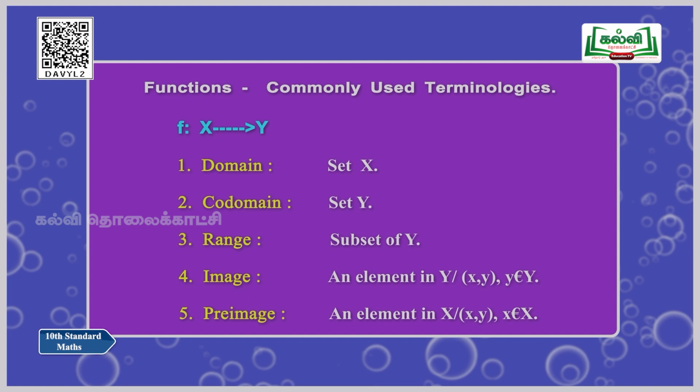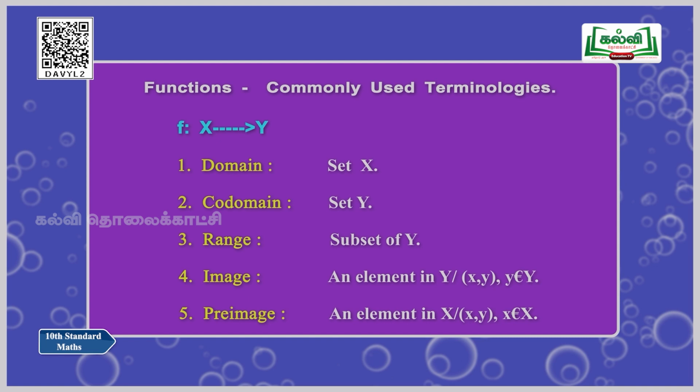Then coming to image. What is an image? Image is an element in Y such that (x, y) belongs to f and that y is called the image of x. I repeat it, image is an element found in the set Y such that the ordered pair (x, y) belongs to f and that y is called the image of x.